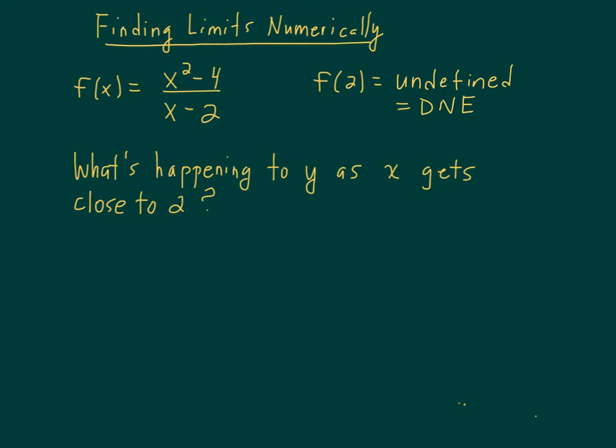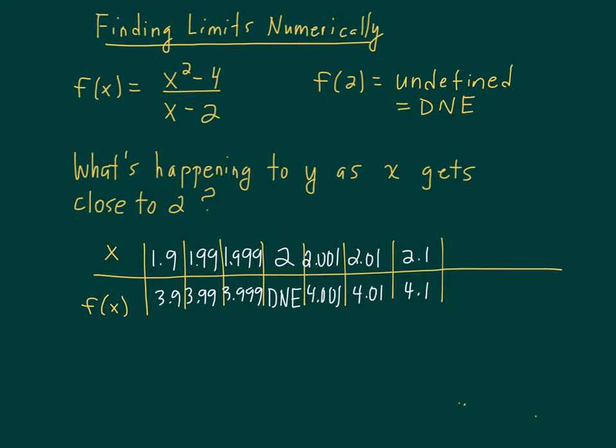So let's take a look at a table of values for x and y for values really close to x equals 2. So I've created a table here, and notice that 2 is in the middle for the x value, and when x is 2, we said how the function does not exist, it's undefined. So I've approached 2 from both the left and the right. I've gotten closer to it from each side.